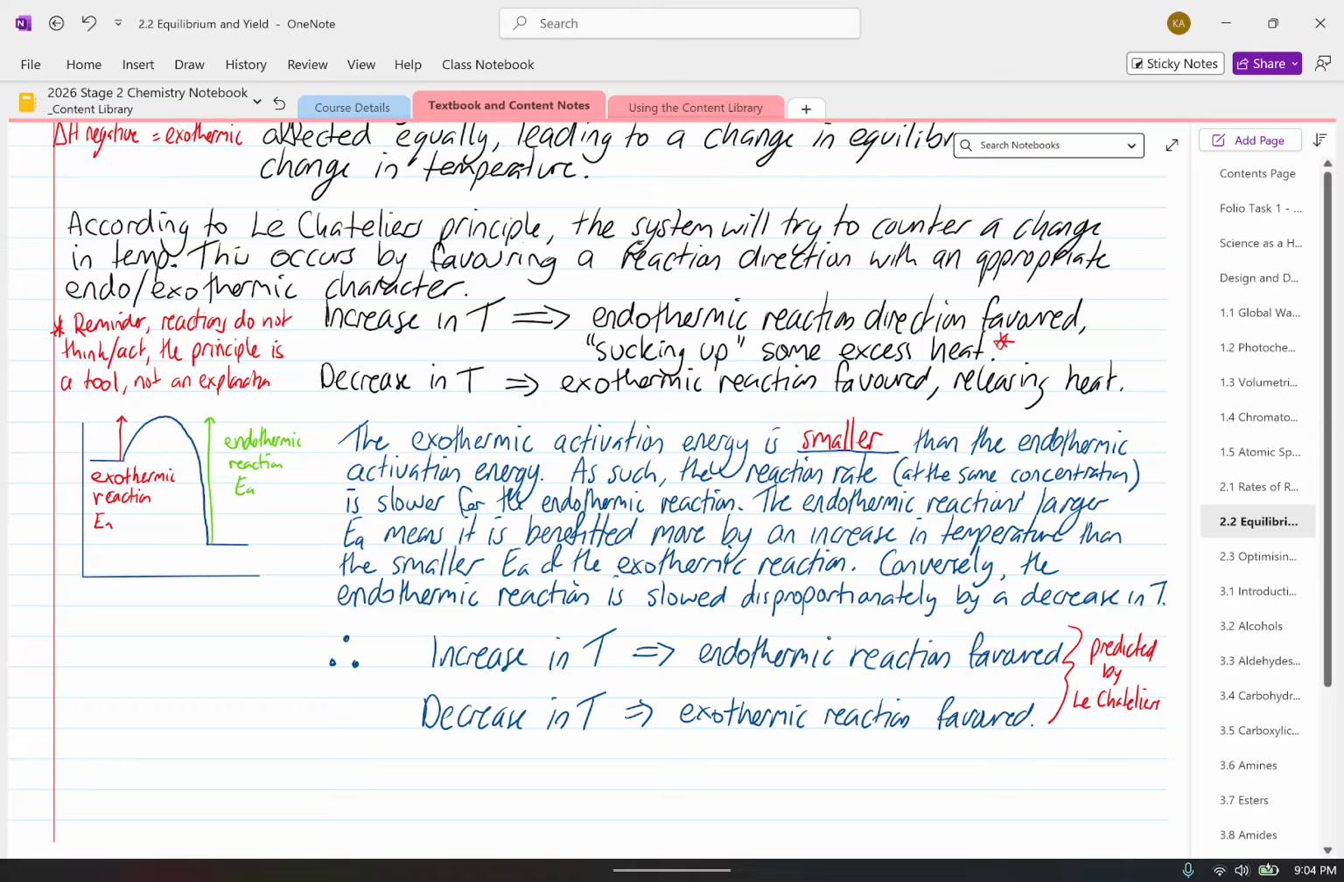So overall, an increase in temperature makes our endothermic reaction favored because its speed is increased more than the speed increase of our exothermic reaction. And similarly, a decrease in temperature makes our exothermic reaction favored because it's not slowed down as much as our endothermic reaction is.